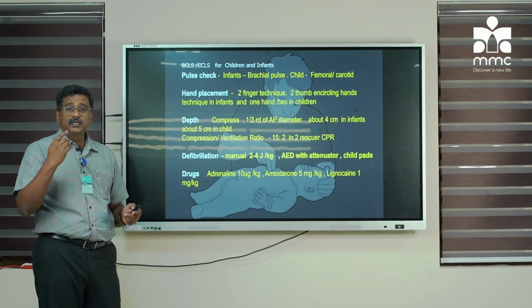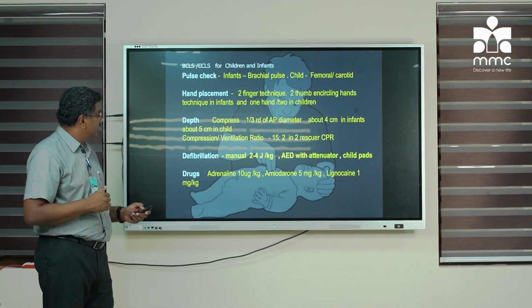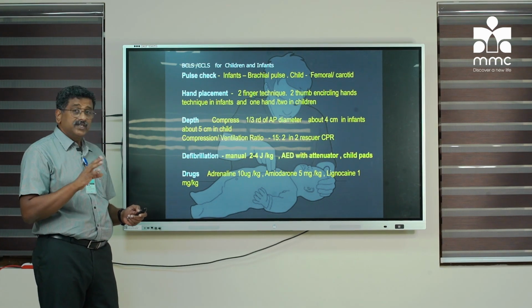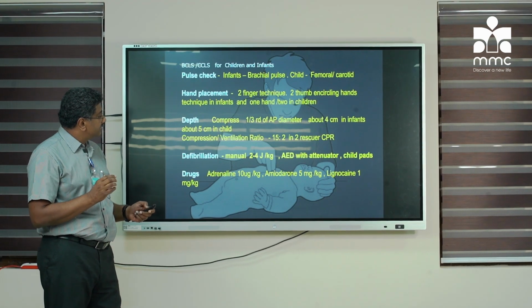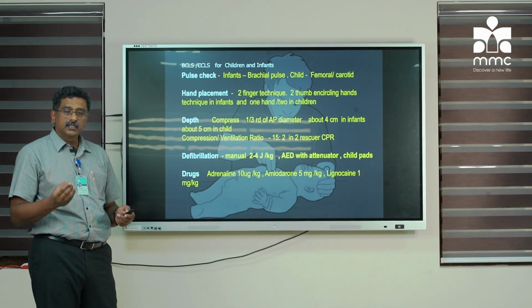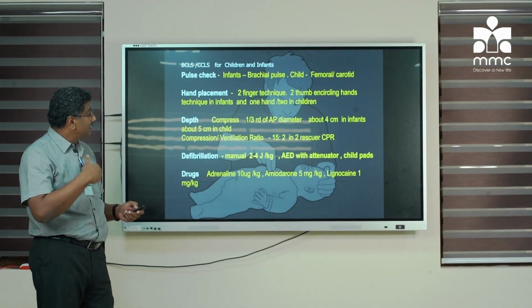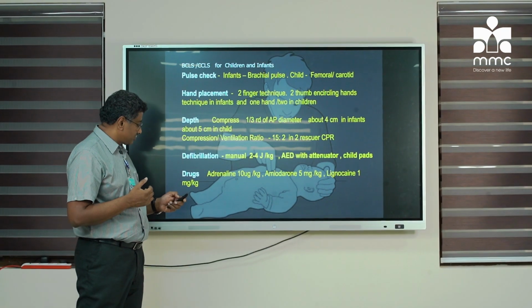But in a child, it is according to the weight, 2 to 4 joules per kg. Initially you can give 2 joules per kg, and later increase. And if it is an AED, automated external defibrillator, there are specifications saying that there is an attenuator which will decrease the current. So you have to use an AED with attenuator, and the child pads are also available.